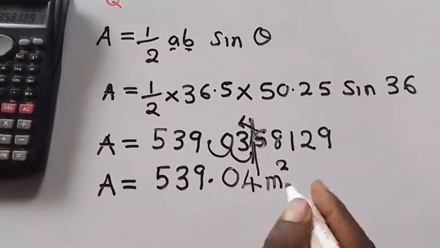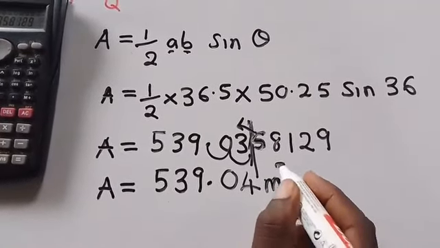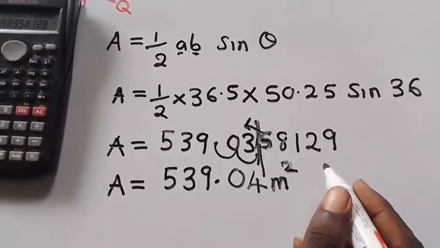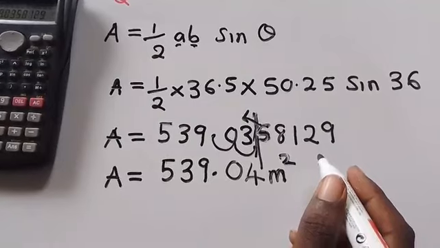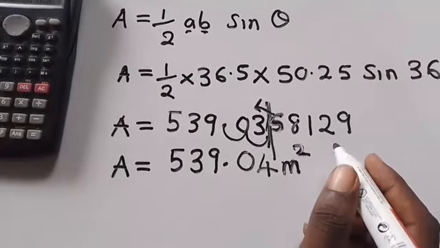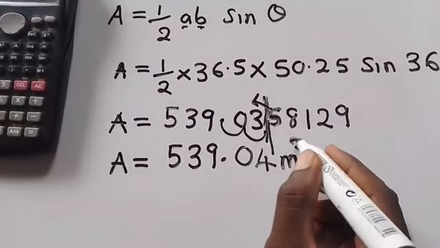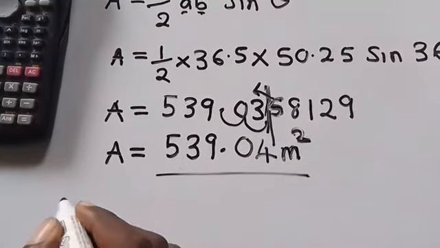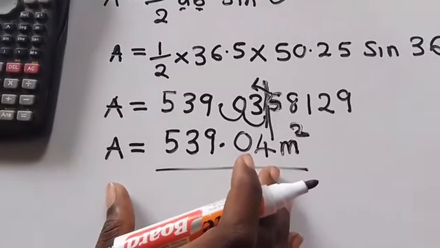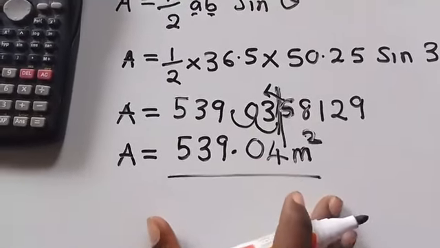You are not supposed to forget to put this square. Very important. When you forget this, then what you are telling us is not really the area of a given triangle, because we know that this is the area by looking at the unit. It must have a square. So this is our answer.